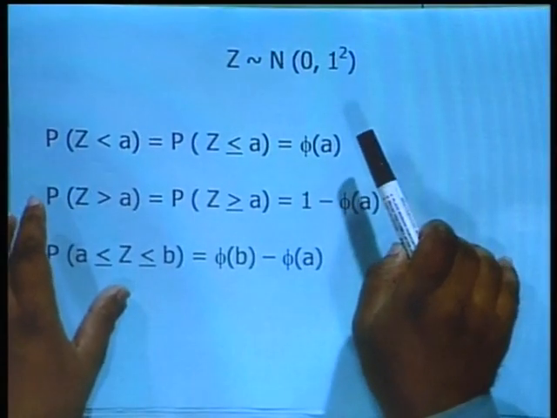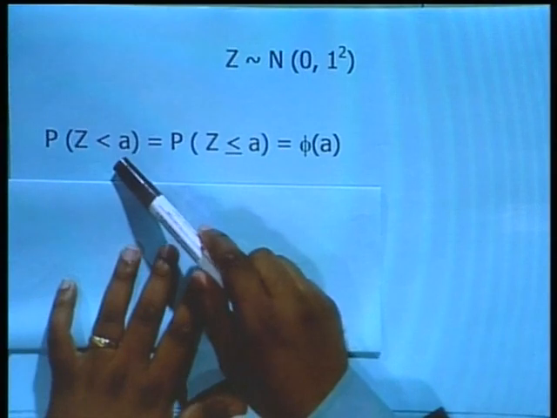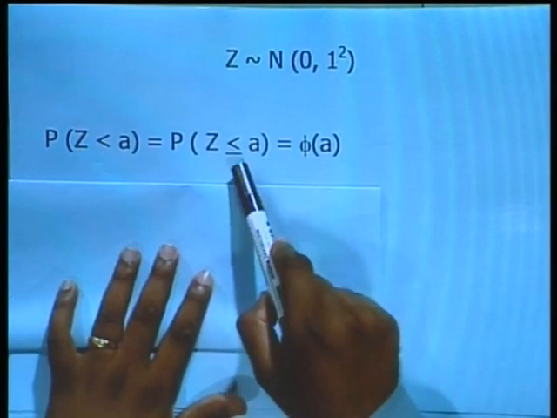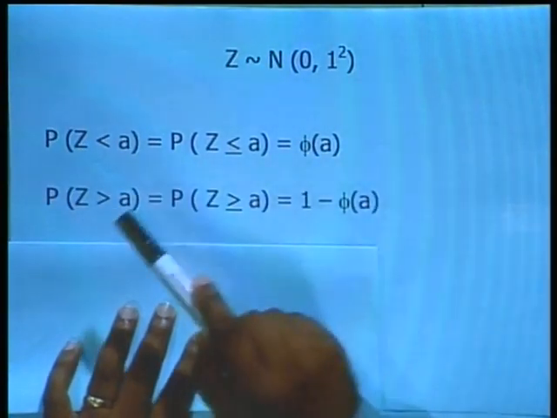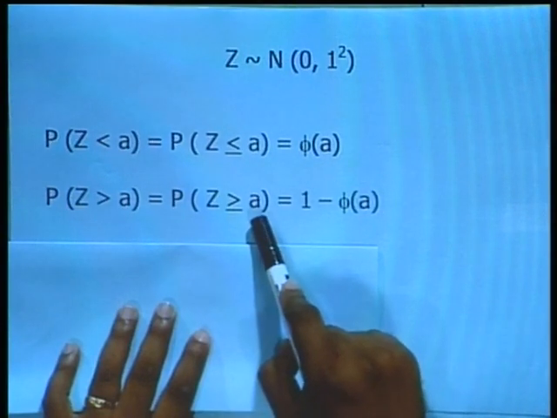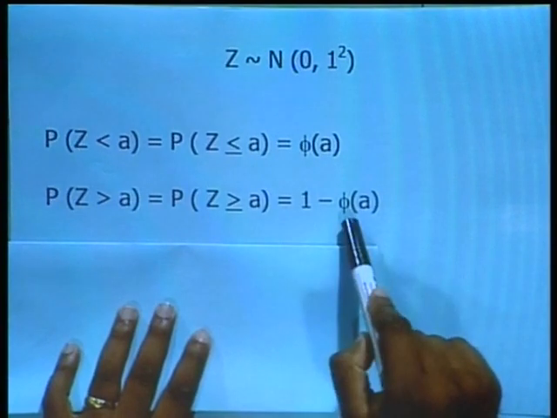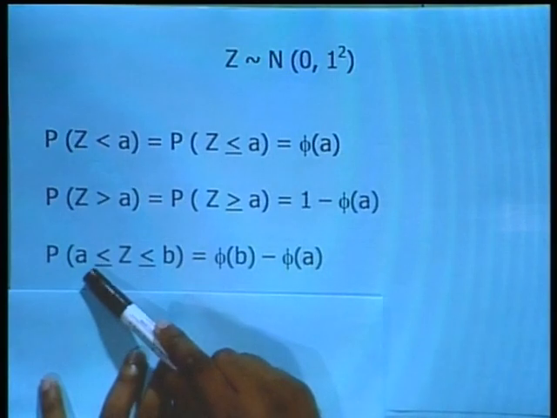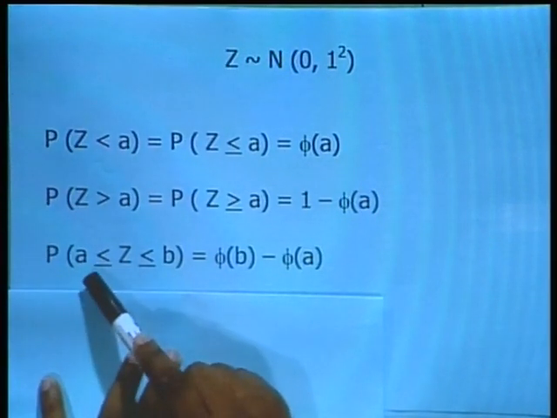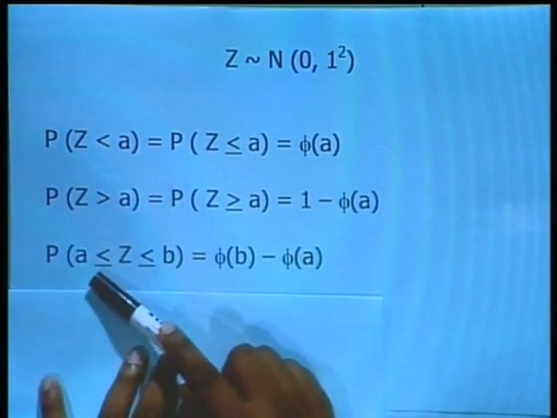Note that since the normal probability distribution is a continuous probability distribution, there will be no difference in the probability of Z less than A and Z less than or equal to A. Therefore, probability Z less than A will be equal to probability Z less than or equal to A. It will be equal to phi of A. Probability Z greater than A will be equal to probability Z greater or equal to A, and equal to 1 minus phi of A. Probability of Z lying between A and B will be equal to phi of B minus phi of A.